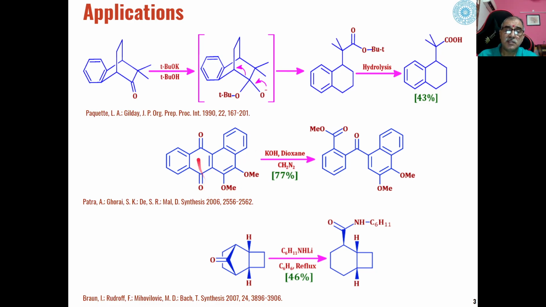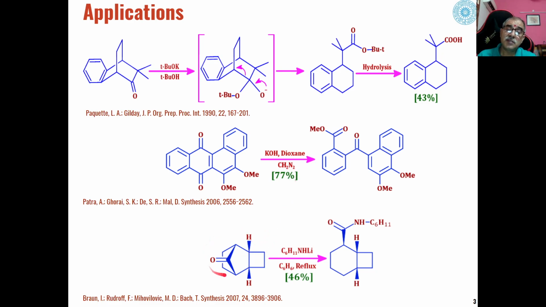Then, in the second example, these types of benzoquinones react with potassium hydroxide as a base. Then that base will attack one of the ketones in such a way that we will get these types of esters as the product, with breaking of this carbon-carbon bond between the benzene ring and the ketonic ring, and the product is formed in 77%.